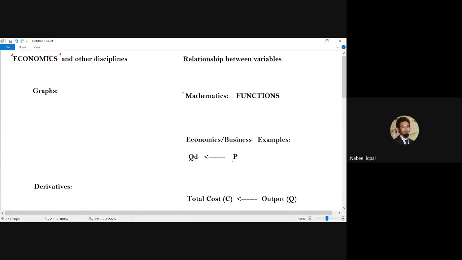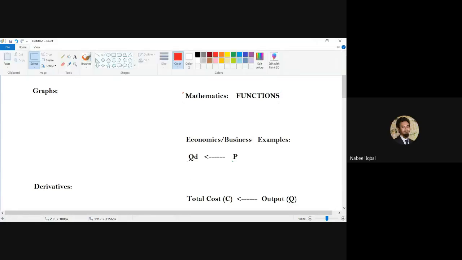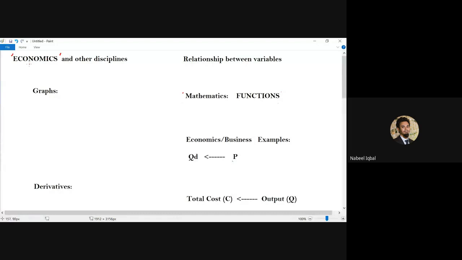We're going to discuss some ideas that should make your study of economics easier, more interesting, and it might help you in your study of other disciplines as well. So, in economics and in many other disciplines, we are interested to study the relationship between variables. For example, how does X affect Y?